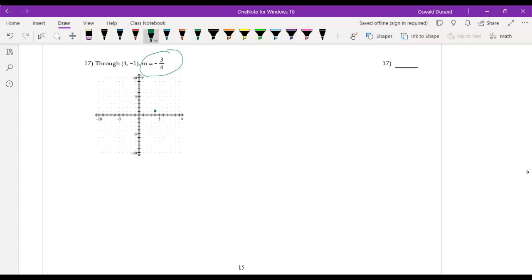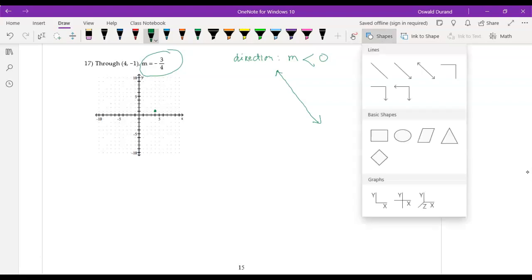right? The slope gives me direction. So what is the direction of that slope? Well, the direction is given to me by the sign of the slope. m is what? Less than 0. And if m is less than 0, then it's a decreasing line, meaning that the line is going to look like this. Those pieces of information were given to me. So it gives me a direction. So I know that my line is going to go like this.